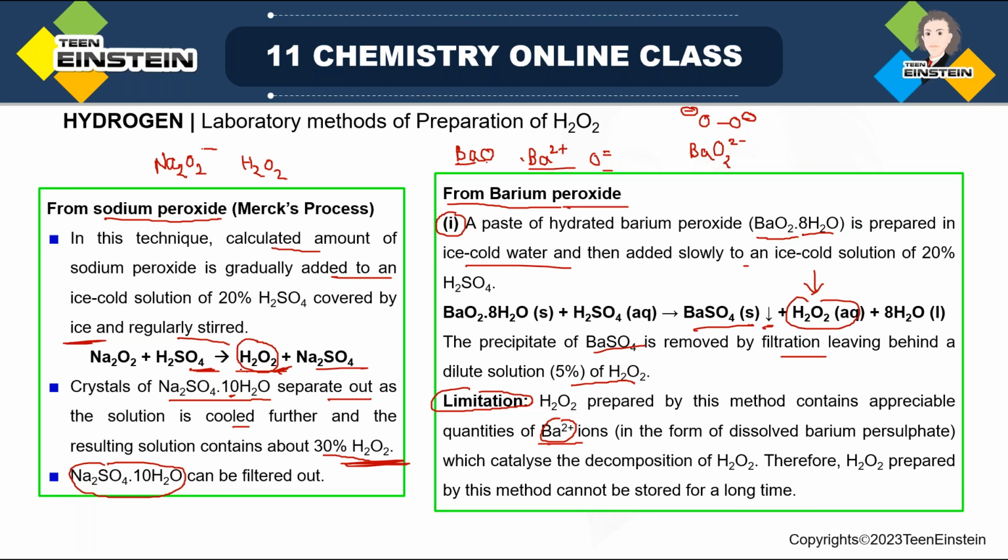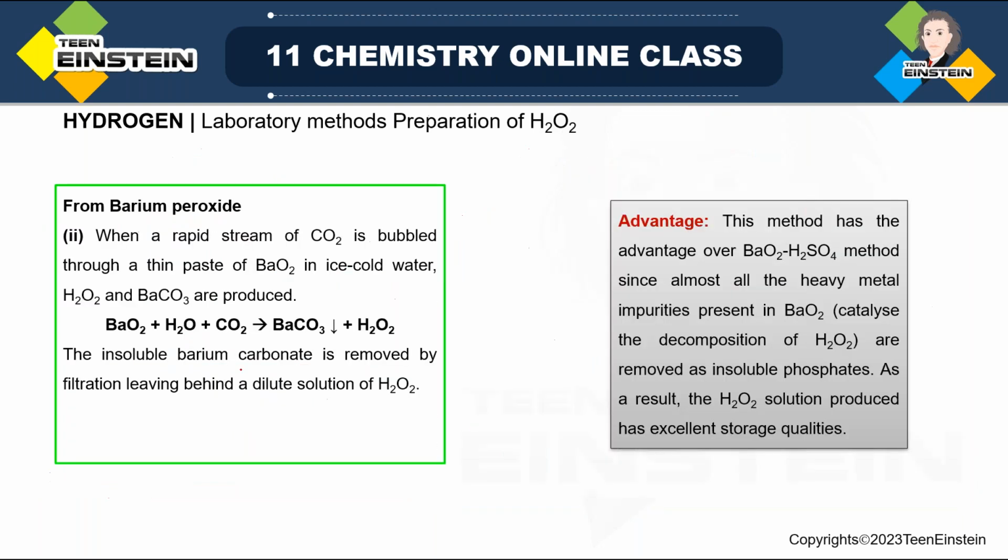Now barium peroxide, this is the first method. Some more methods are also there that we can do from barium peroxide. So from barium peroxide, the second method: a rapid stream of carbon dioxide is bubbled through a thin paste of BaO2 in ice cold water. So the same thing again, we have made a paste, but now a rapid stream of CO2 is bubbled. In this case H2O2 is produced. In the previous case we have taken H2SO4. Now we have taken CO2.